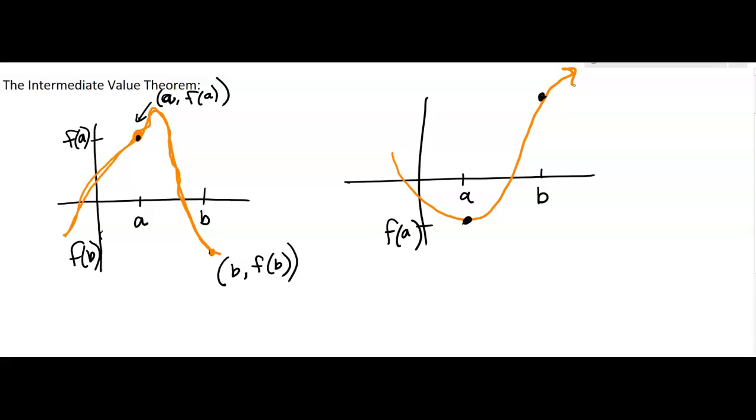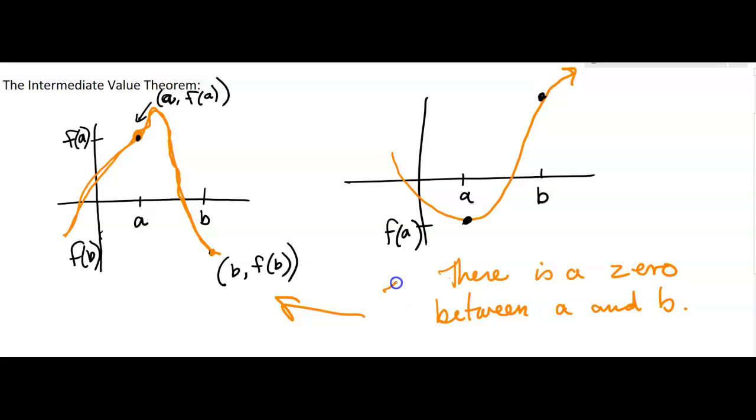So what we're really saying with the intermediate value theorem is, if you have two points, and one has an output that's negative, and one has an output that's positive, then somewhere between them it had to cross the x-axis, okay? That there would be a 0 between the two points. So in this case, there is a 0, or an x-intercept, between A and B. And you can say the same thing over here on this graph, okay? Either graph. So that's what the intermediate value theorem says.